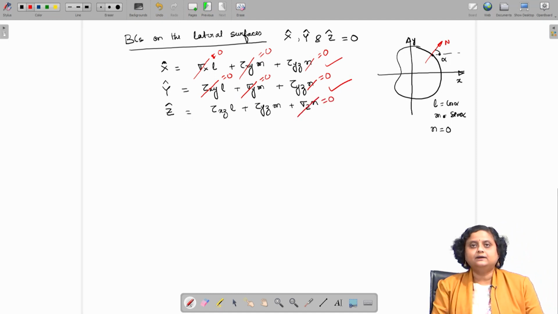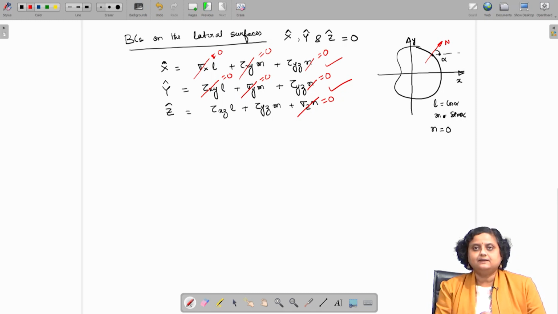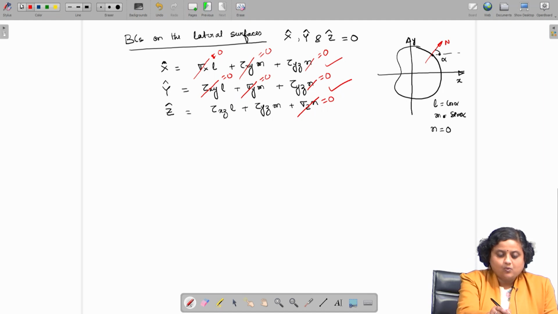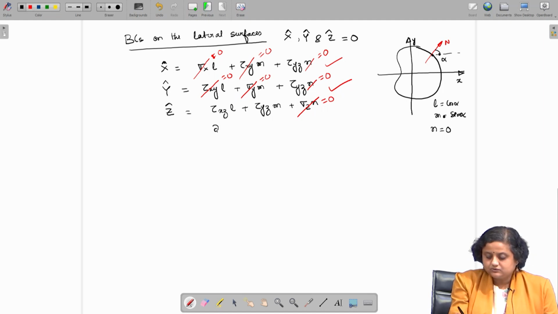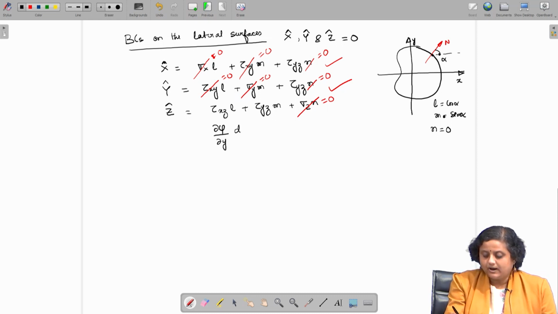Now, the third boundary condition has the problem. Sigma z n is anyhow equal to 0 because both sigma z and n are equal to 0. Now, let us look into this. What is tau x z? Tau x z is del phi by del y, and L is dy by ds.